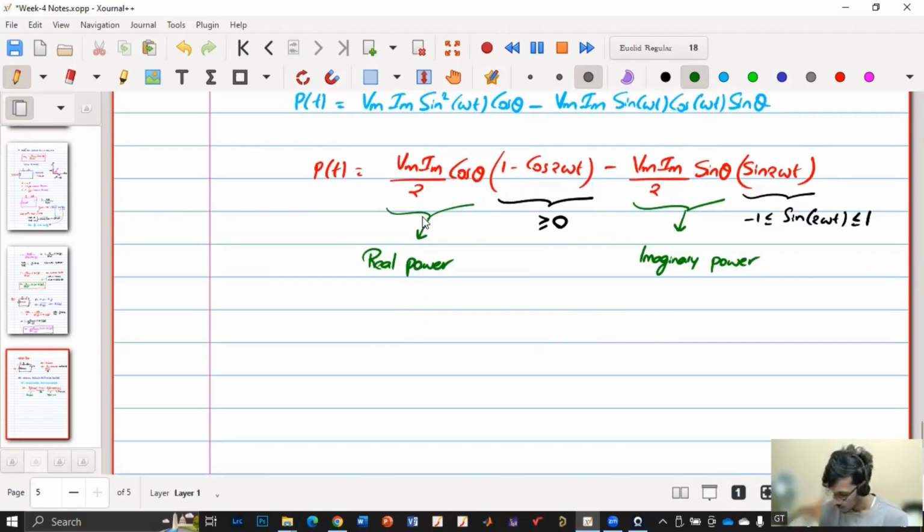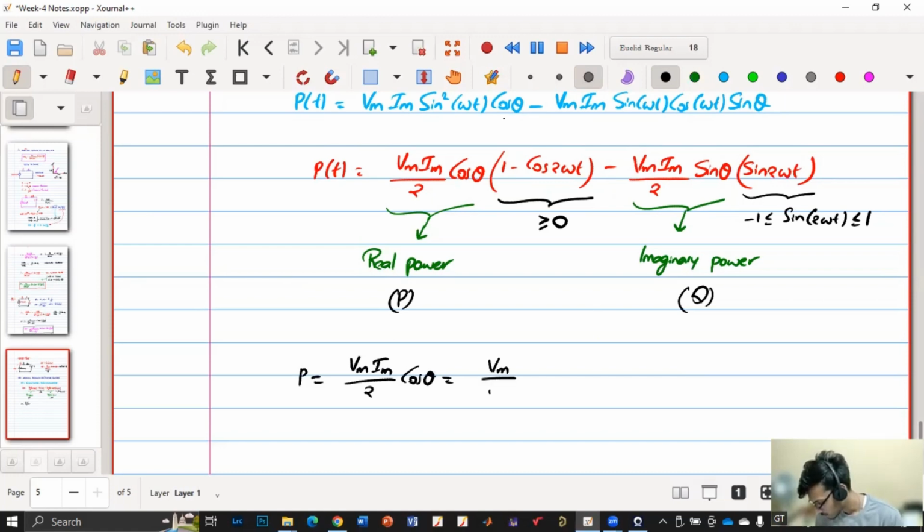So if you consider real power, what is the representation? Complex power, real power, imaginary power. P, right? R is for resistance, P is for real power. So this is P and this is Q. So our real power P is Vm Im by 2 cos theta, where Vm and Im are peak. So I'll write Vm by 2, Im by 2 cos theta. So it will be Vrms Irms cos theta.